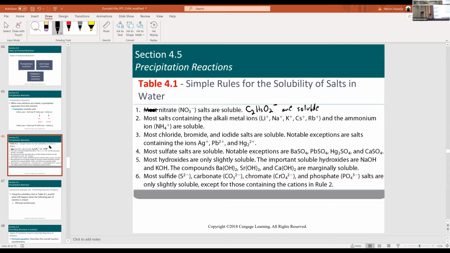Next, salts containing alkali metals, meaning group 1A: lithium, sodium, potassium, cesium, rubidium, and also ammonium, which is a +1. These are all soluble as well. So if you see lithium or any of these paired with any anion, soluble. Right there off the bat, that's like 70% of what you're going to see for things that are soluble.